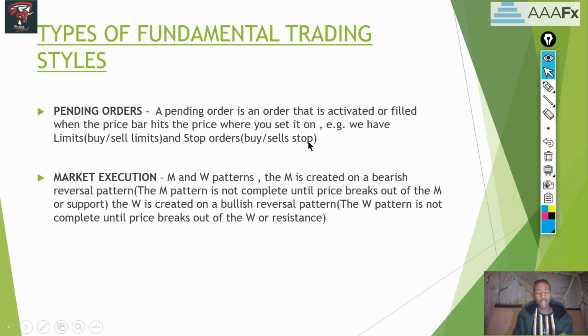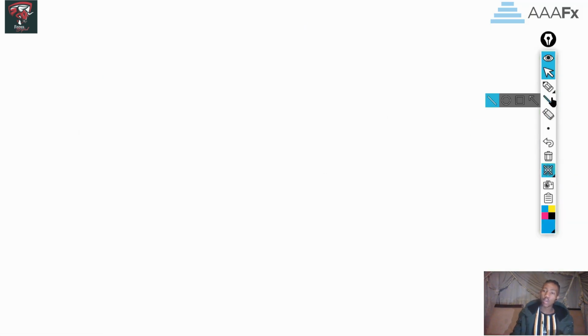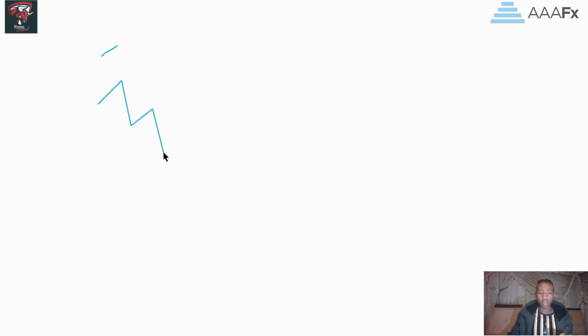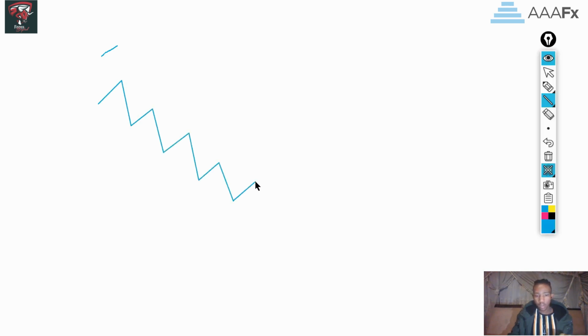Now, I want to show you guys how you can use pending orders in order to profit as a fundamental trader. The stop order is for those who don't want to estimate the direction of the market, so they're trying to keep it safe. Now, let's say, for instance, the market is ranging in this manner. It's in a downtrend, and then we're looking for bullish movement, but you're not sure whether it's going to occur or not, so you want to remain safe.